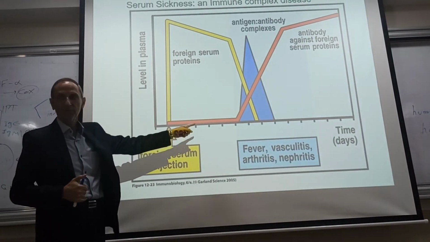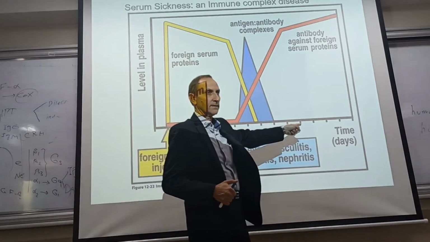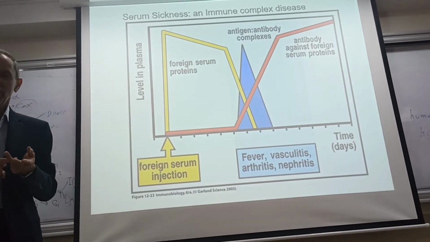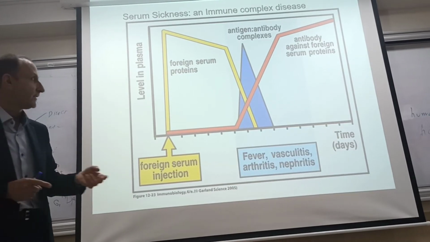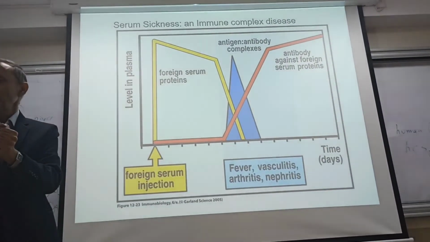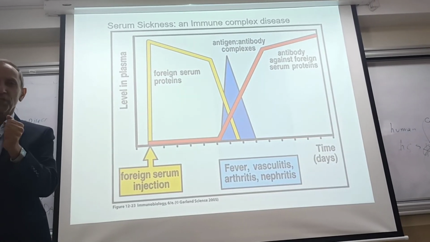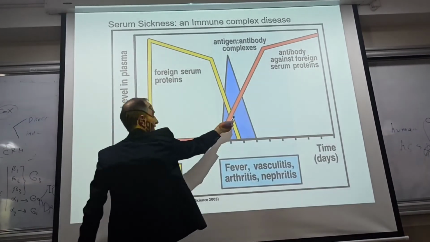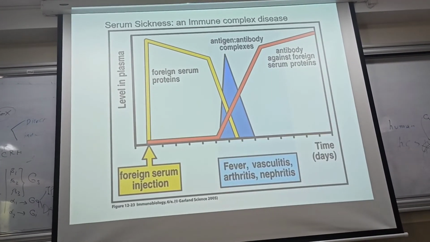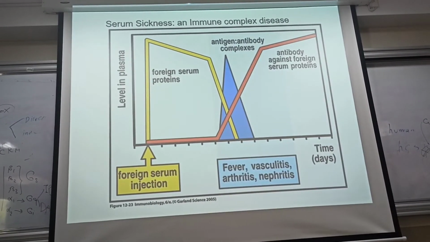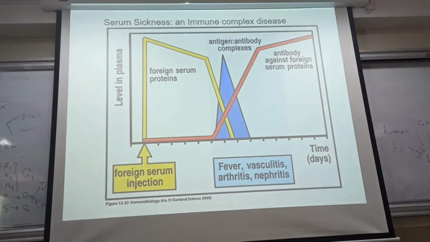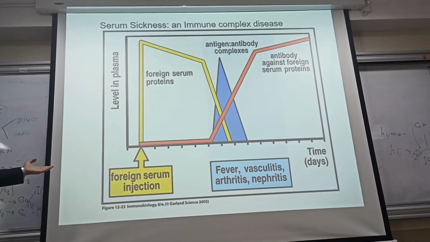Here you see the days after injection on the horizontal axis. Sometimes we have free antigen and free antibody. They can complex with each other. Then we have antigen-antibody complex, and the antigen-antibody complex can activate the immune system. And we have the reaction. Serum sickness may occur 1 or 2 weeks after injection of the foreign protein.